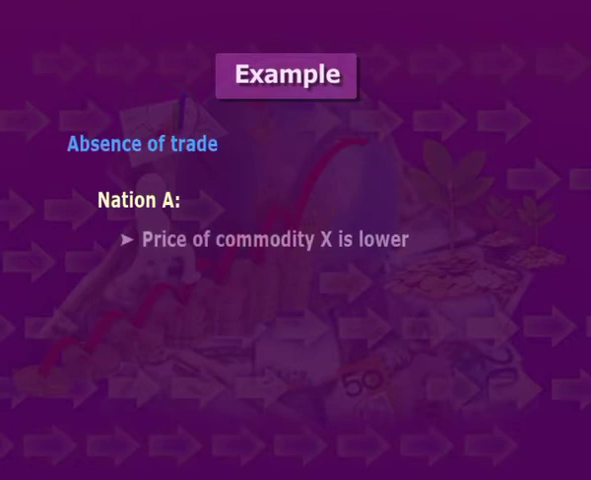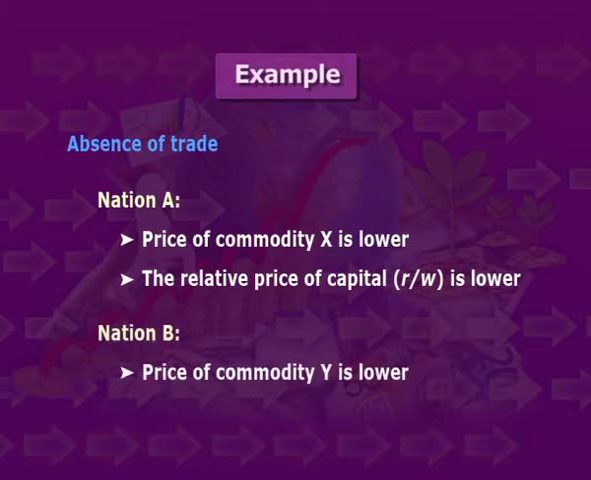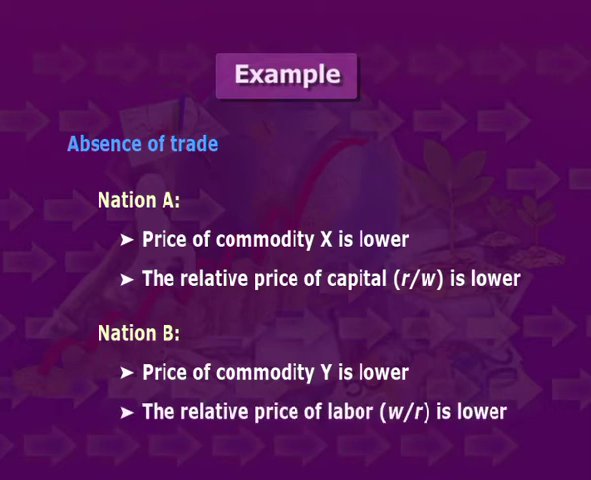It means that price of commodity X is lower in nation A than in nation B because the relative price of capital or interest rate is lower in nation A in the absence of trade. Similarly, the price of commodity Y is lower in nation B than in nation A because the relative price of labor or wage rate is lower in nation B in the absence of trade.